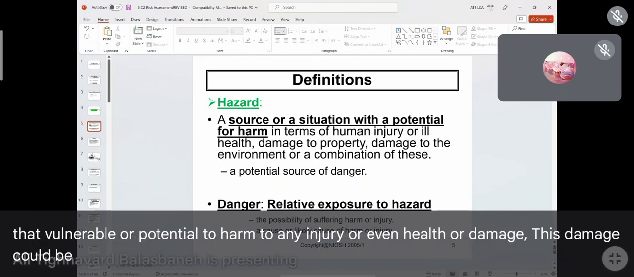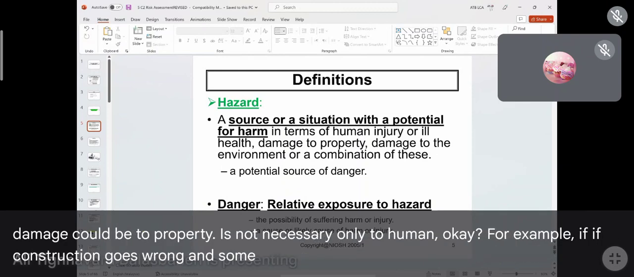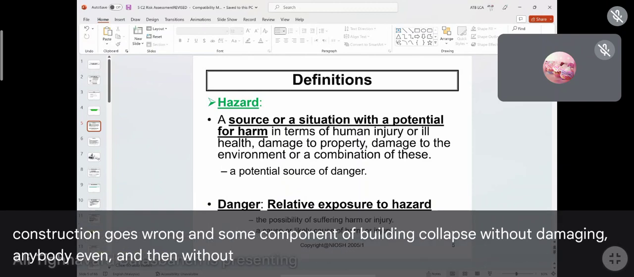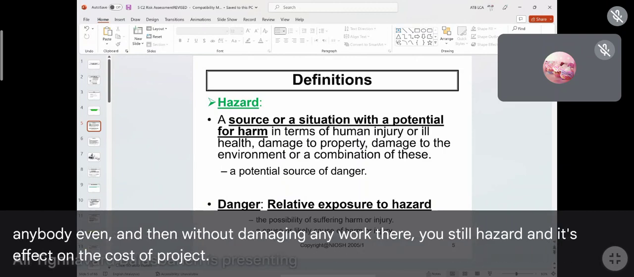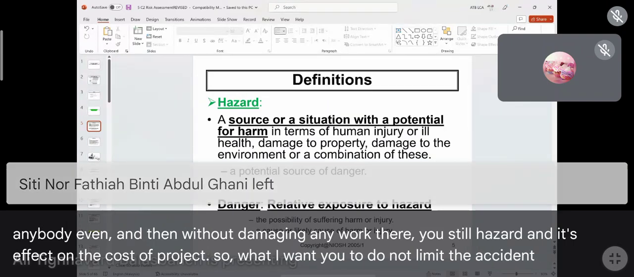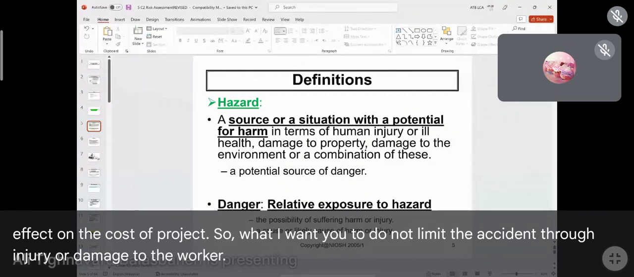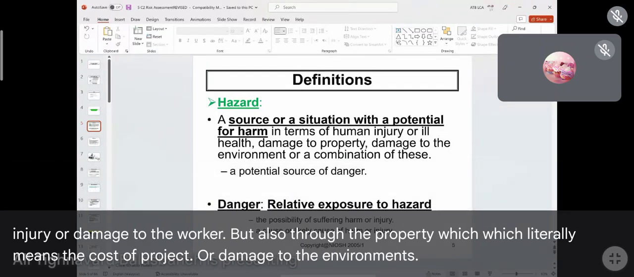This damage could be to property. It's not necessarily only to humans, okay? For example, if construction goes wrong and some component of the building collapses without damaging anybody, even without damaging any worker, it's still a hazard and it affects the cost of the project. So I want you to not limit the accident to injury or damage to the worker, but also to the property, which literally means the cost of the project, or damage to the environment. Sometimes damage is to both property and environment.